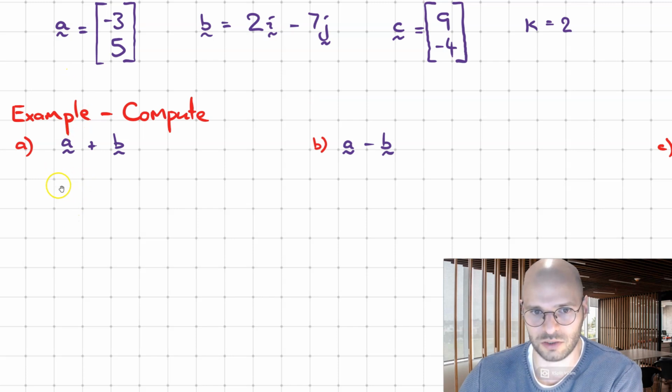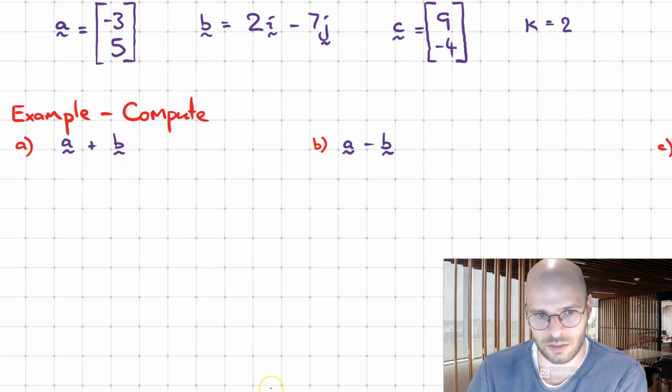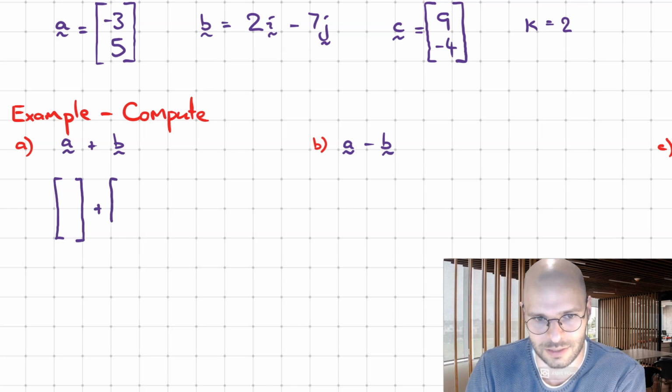Now the first one we turn our attention to is vector A plus vector B. When we're doing this one, we start out by simply replacing the names of the vectors with the vector values themselves. In this case, it's going to be vector A plus vector B. Vector A is minus 3 and 5. Vector B is in unit vector form, so it's 2i minus 7j.